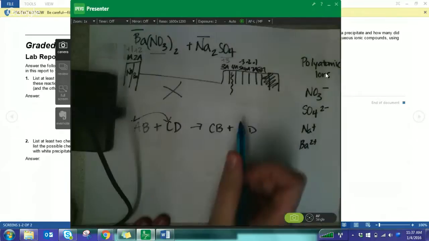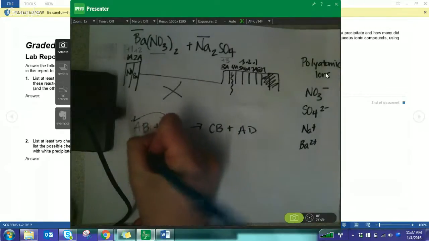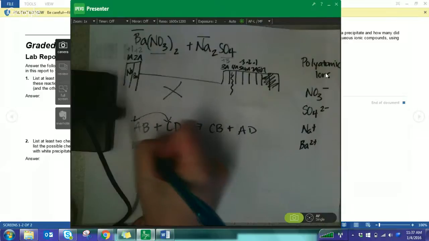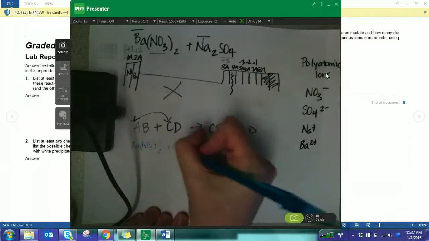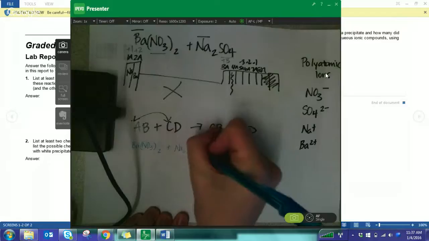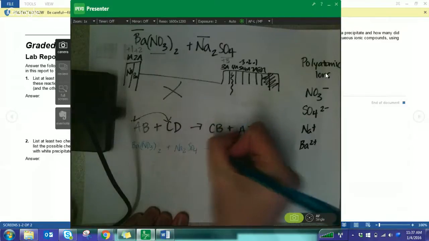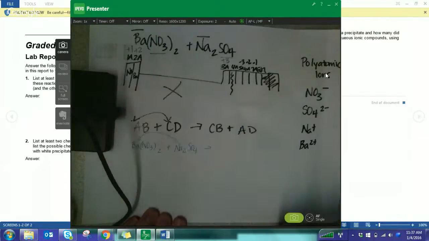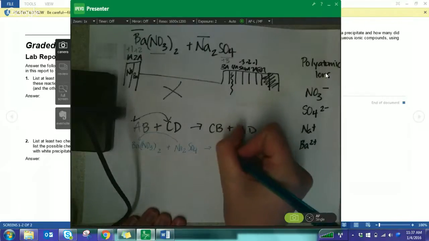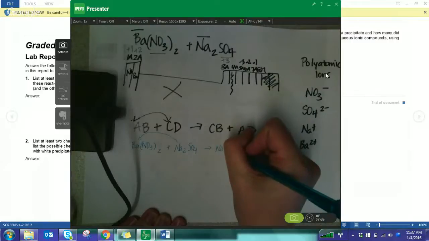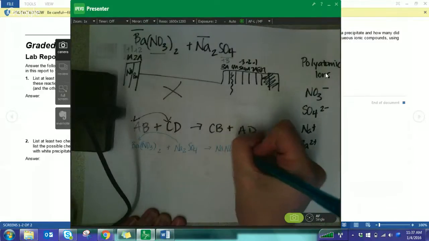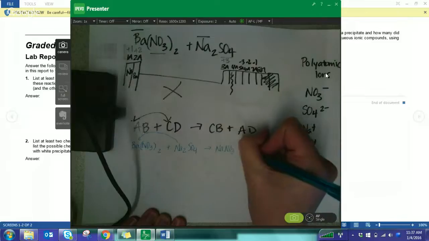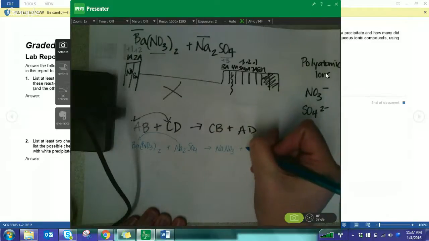Now, for our reaction, we have Ba(NO3)2 plus Na2SO4. Your sodium and barium are going to switch spots. So we'll have sodium and nitrate. And right now I'm not going to add any numbers to anything, because we need to rethink these numbers because the charges matter. And we're going to have barium and sulfate.